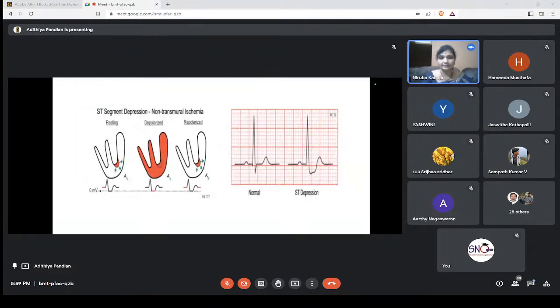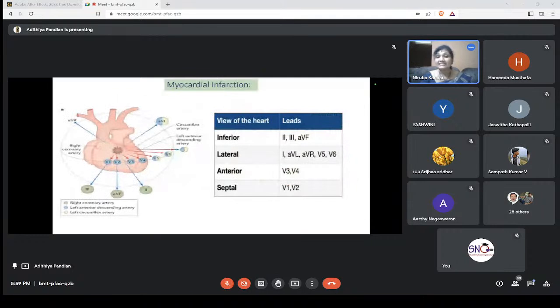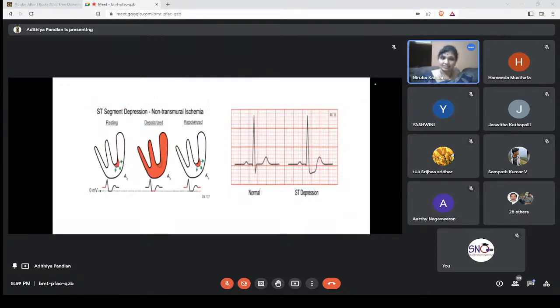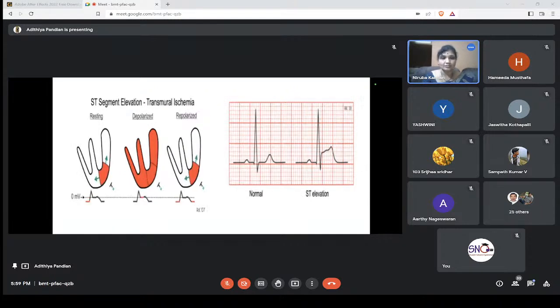So ST segment depression is seen in ischemia. ST segment elevation, you say, is in infarction. Infarction is when the entire area from subendocardium to epicardium is damaged. If only a small area is getting affected, then you get ST segment depression. You can see it in the ECG also. When the entire part from epicardium to endocardium is damaged, then you get an elevation.